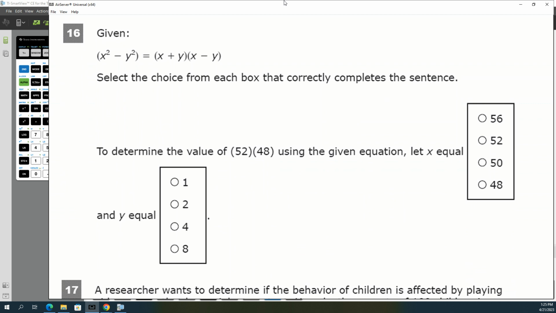And so what we are looking for is that you could do x plus y, this part right here, and get the 52, and do x minus y, this part right here, and get 48. So those two numbers that are going to add to give you 52 and subtract to give you 48 are going to be 50 and 2. So that's one you can kind of logic through.